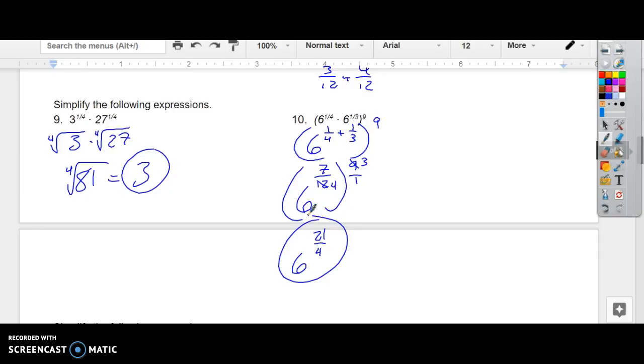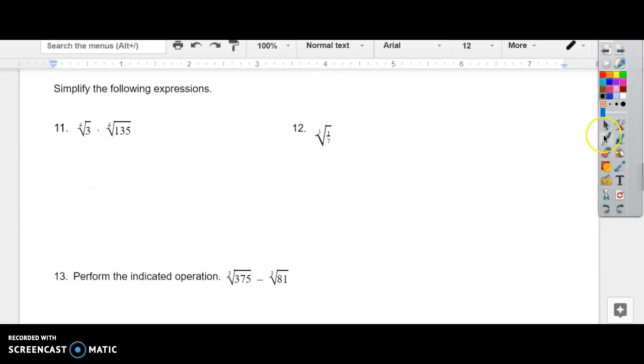So that's the front page of your review sheet. I'll see you on the back side here in a second. All right, so pick up with 11. You're going to do actually 3 times 135 because they're both under the same radical. We're going to get 405. And then this here, broken down, 81 times 5. 4th root of 81 is 3. So 3 4th root of 5.